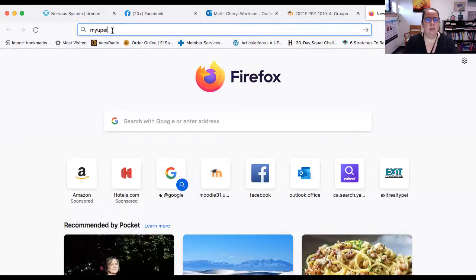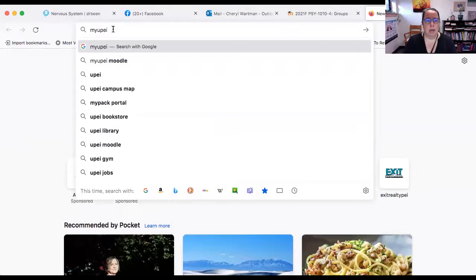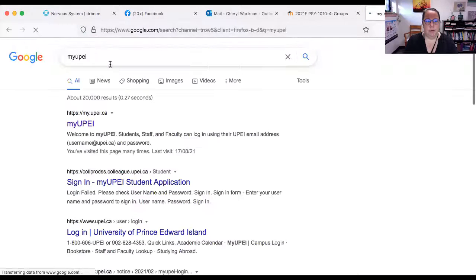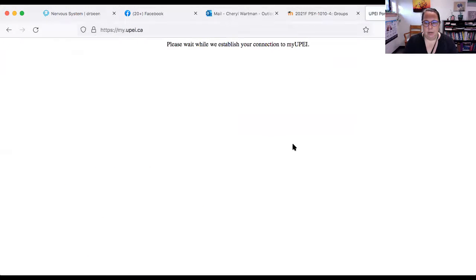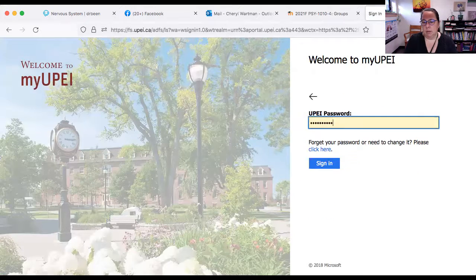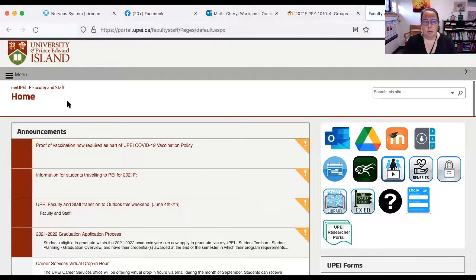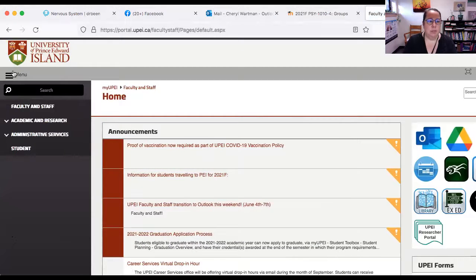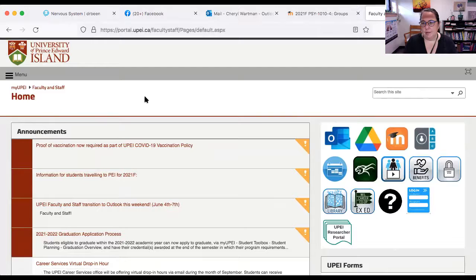So the first thing you're going to do is you're going to click on My UPEI. So if you go to My UPEI, you sign in with your UPEI email and your password. And once you get to My UPEI, this will look a bit different for you because I'm faculty staff instead of student, but these icons are all still the same.